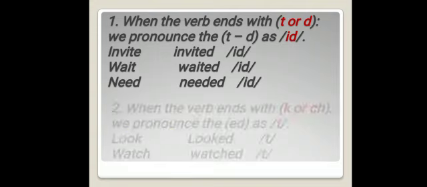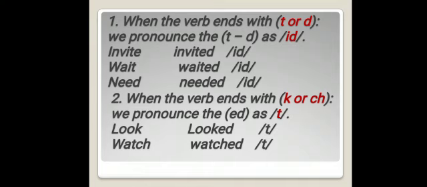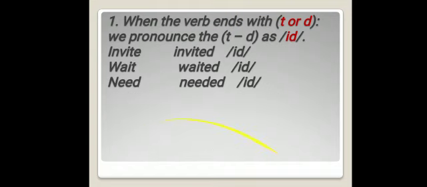Okay, let's see number 2. When the verb ends with K or CH, we pronounce the ed as T. For example, look, here the verb ends with K. Okay, and I want to put the ed to express the past simple. So I will read it as looked. One more time, looked. Okay, number 2, watch. I want to put ed for the past. So I will read it as watched. Watched. Okay, now let's move back to your book.